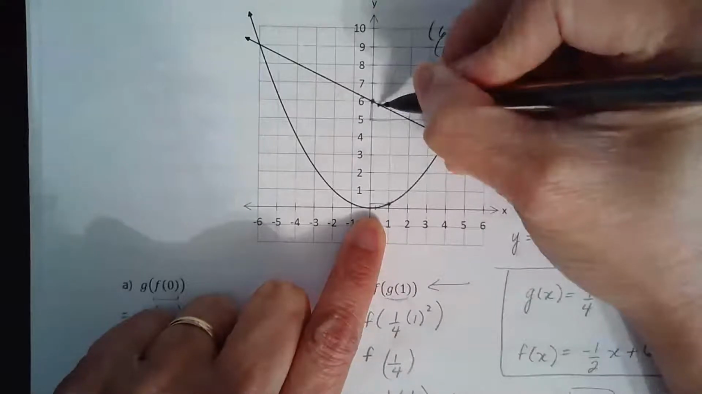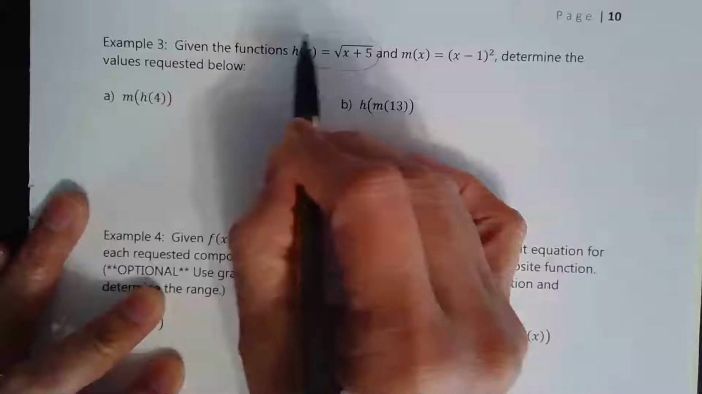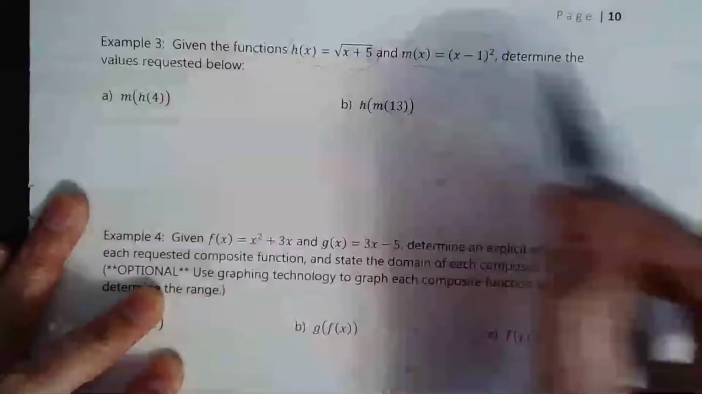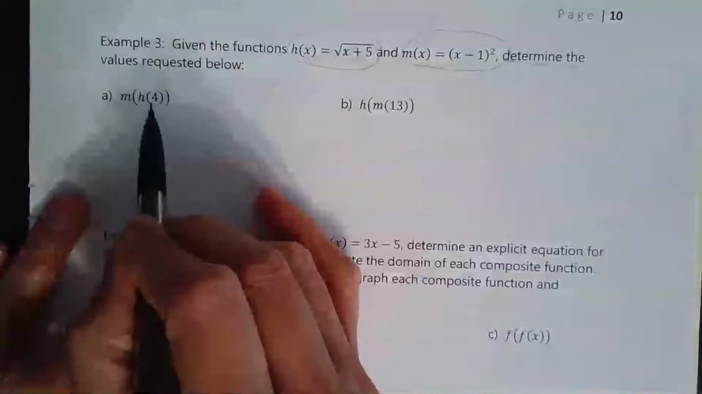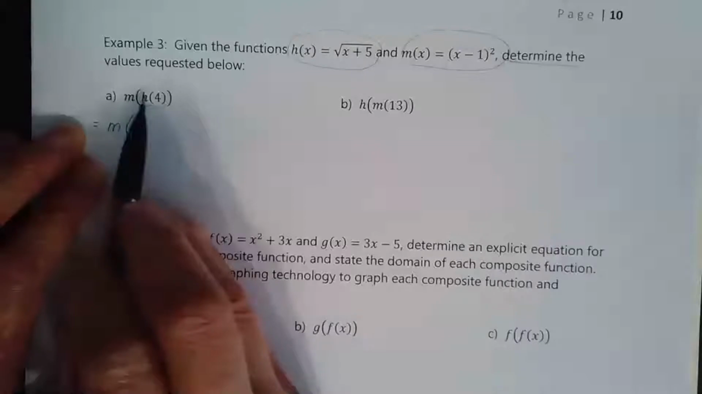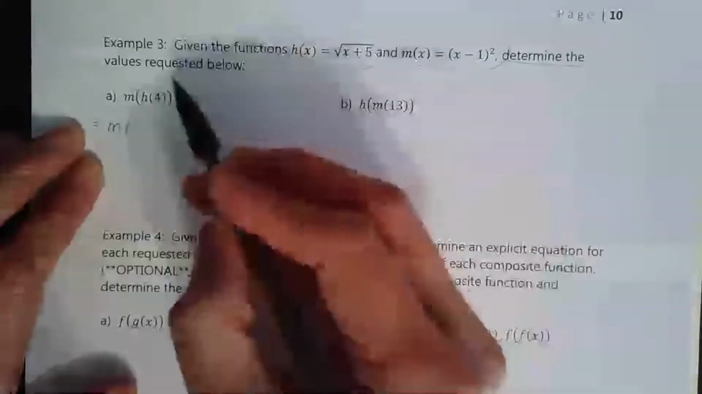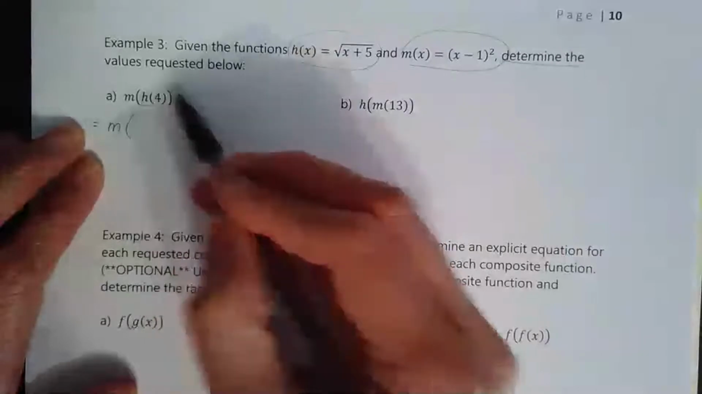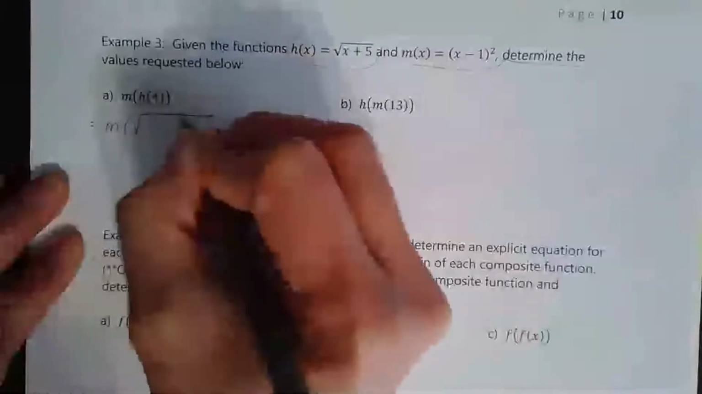We know g of 1 is going to be about a fourth. So that's one composite function using table values. Then we look at example number 2, figuring out the composite function. This time they're giving us the equations. We have 2 equations in here. Determine the values requested: m of h of 4.